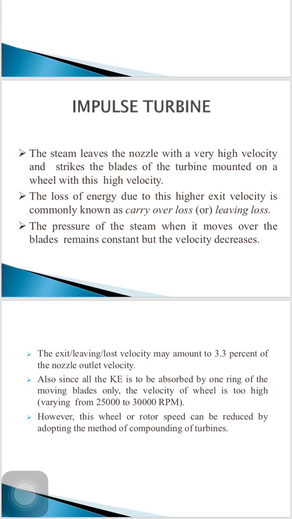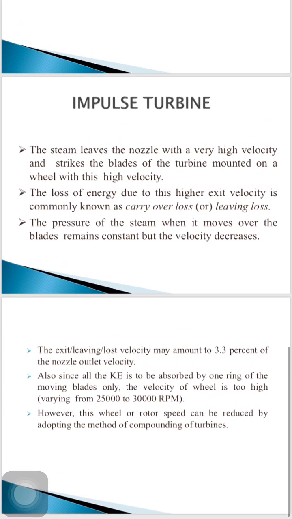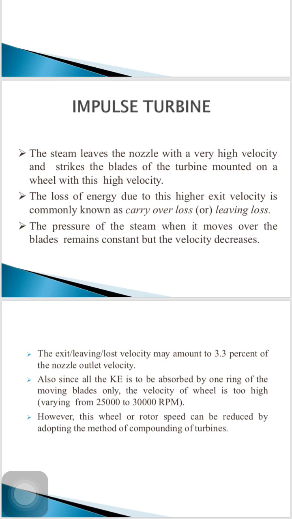However, this wheel or rotor speed can be reduced by adopting the method of compounding of turbines. Compounding of turbines is nothing but a method which reduces the speed of the shaft. The wheel or rotor speed can be reduced by adopting the method of compounding of turbines. Thank you.